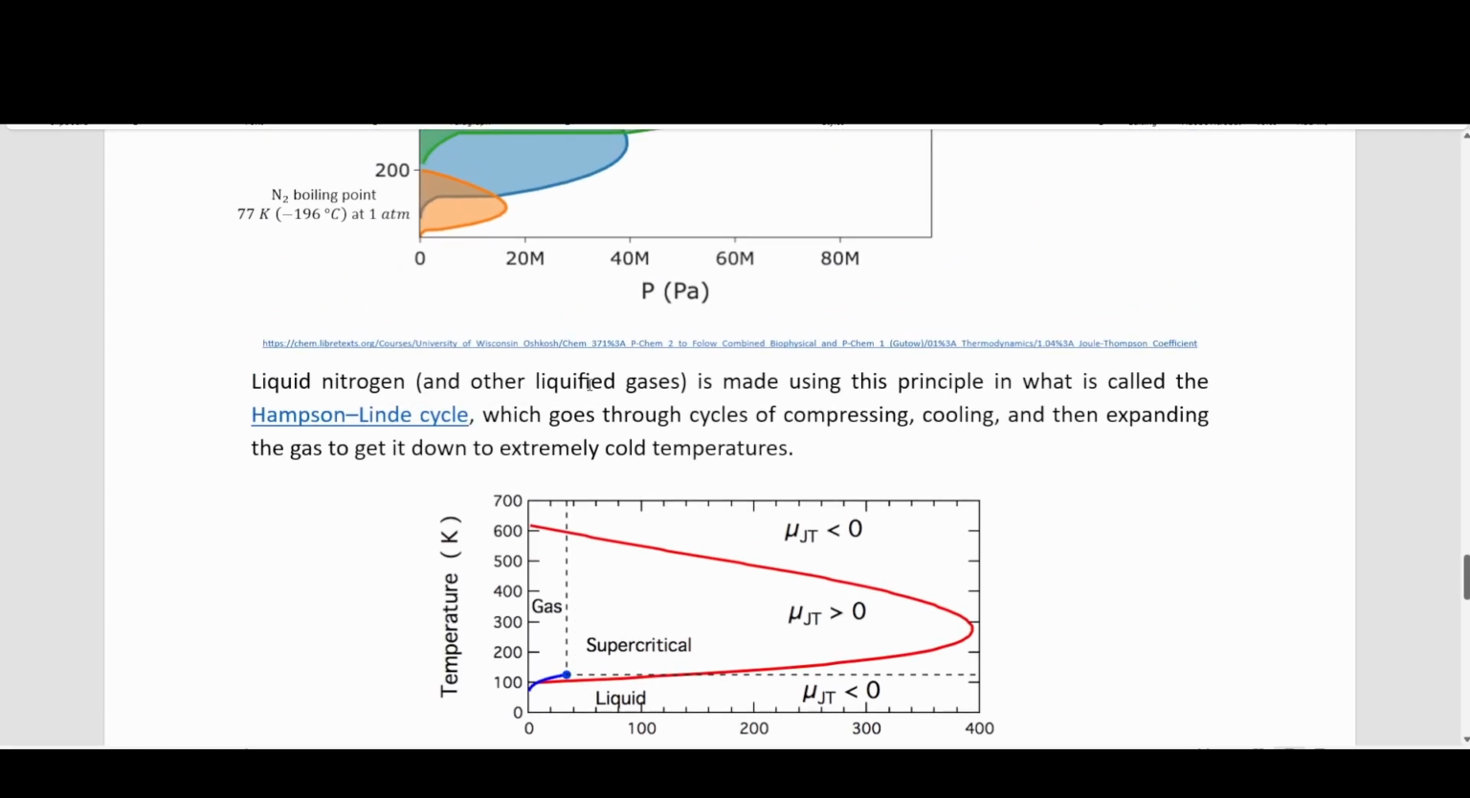Liquid nitrogen and other liquefied gases are made using this principle in what is called the Hampson-Linde cycle, which goes through cycles of compressing, then cooling, then expanding the gas to let it go down to extremely cold temperatures. And actually quite a bit of refrigeration works this way, where we use this principle that expanding a gas causes it to cool down. But anyway, that was everything I wanted to talk about in this video.